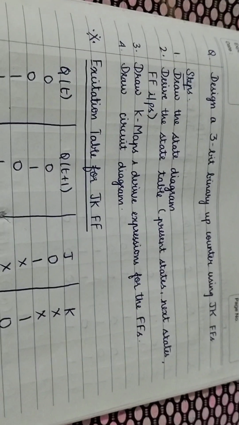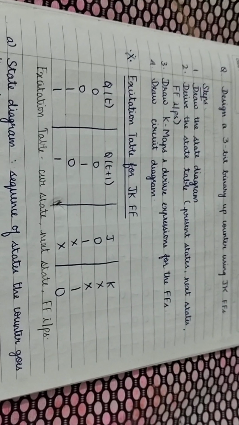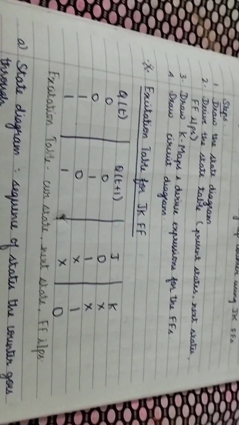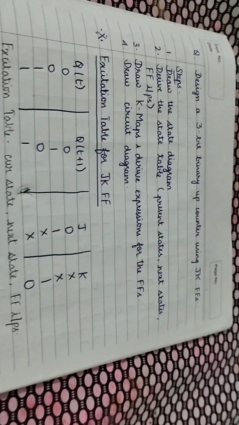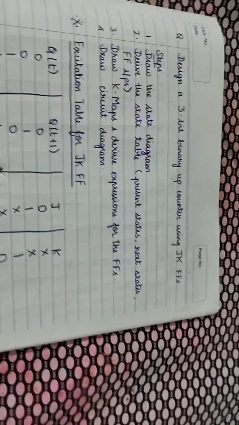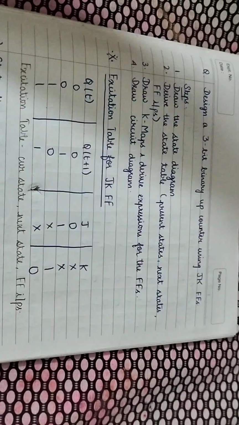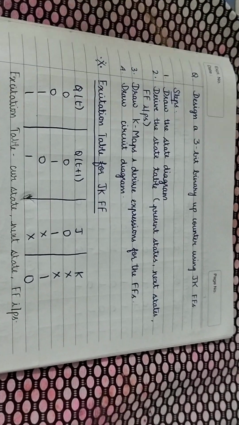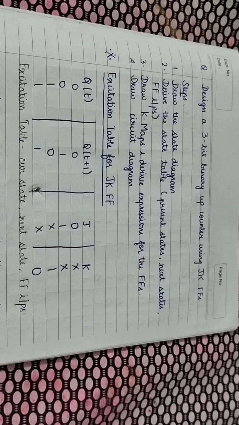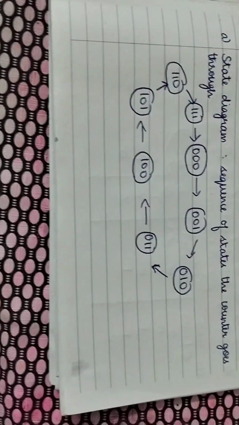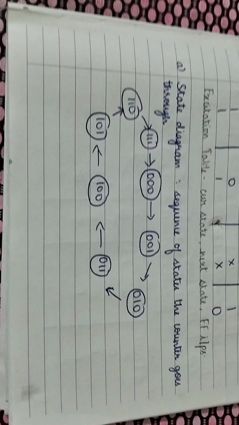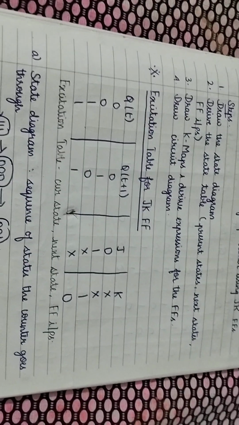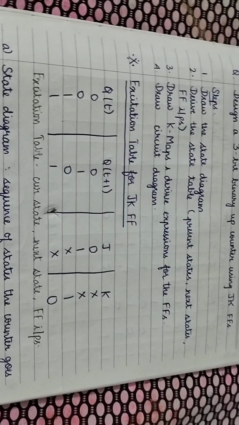Step 2 is to derive the state table. The state table consists of the present state, next state and the flip-flop inputs. When someone tells us to construct a counter or a circuit using JK flip-flops, what they're asking us to do is they're giving us flip-flops and we have to give certain input values for J and K such that the output moves in this order from 000 up to 111 and repeat. Our task is to find out what are the inputs I have to give for the J and K values of each flip-flop.